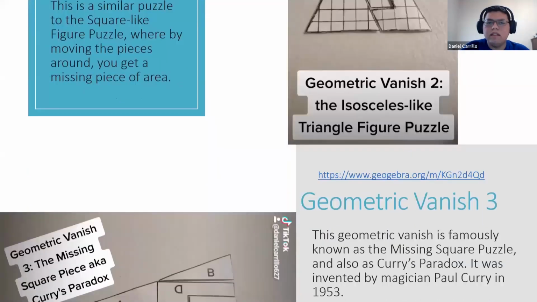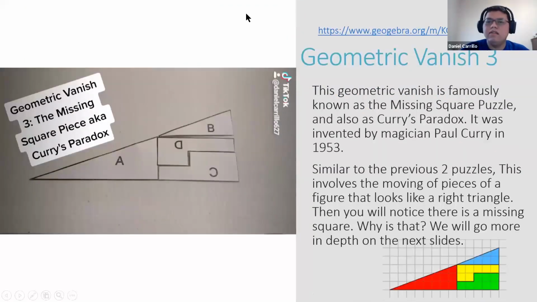All right, so here we got a third example of the geometric vanish, and this type of geometric vanish puzzle is famously known as the missing square puzzle, and also known as Curry's paradox. This was invented by Paul Curry in 1953. And little did Paul know that he was going to create one of the most iconic geometric vanishes of all time.